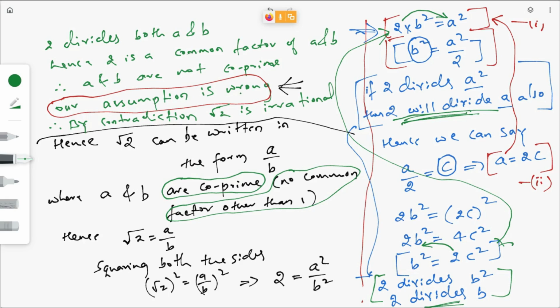Fine. Okay, copy this one. I will explain it again. Copy this one. Just remember the steps. Initially it is difficult to understand.